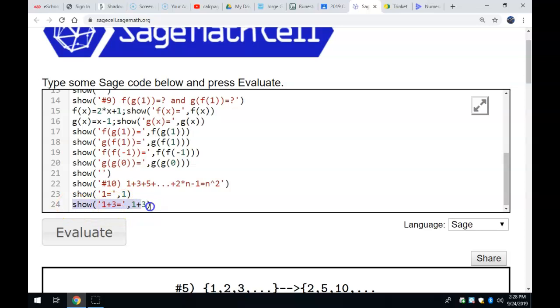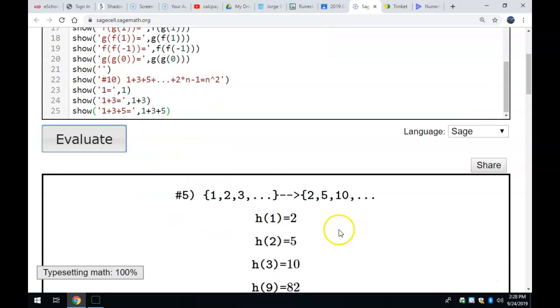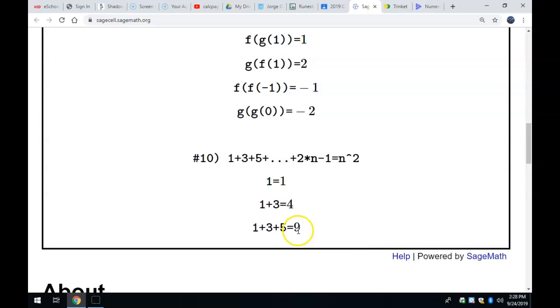All right. What's 1 plus 3 plus 5? Adding the consecutive odd integers. And so you get 1, 4, 9. You get perfect squares, don't you? Right? So that sort of makes sense.